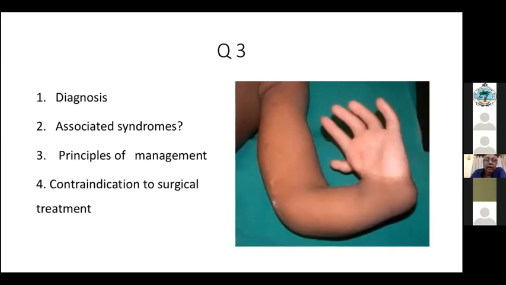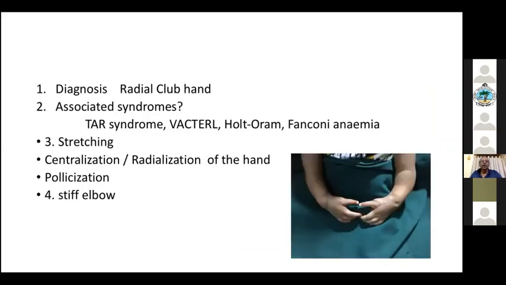What is the contraindication for surgical treatment or radialization? The patient is already adapted with the deformity. Yeah, that is for an old patient. It's a small child, isn't it? If the elbow is stiff, especially in extension, they will not be able to do anything if you do a radialization and make the wrist stiff. So elbow movement you have to assess before going into these. Stiff elbow is the one.